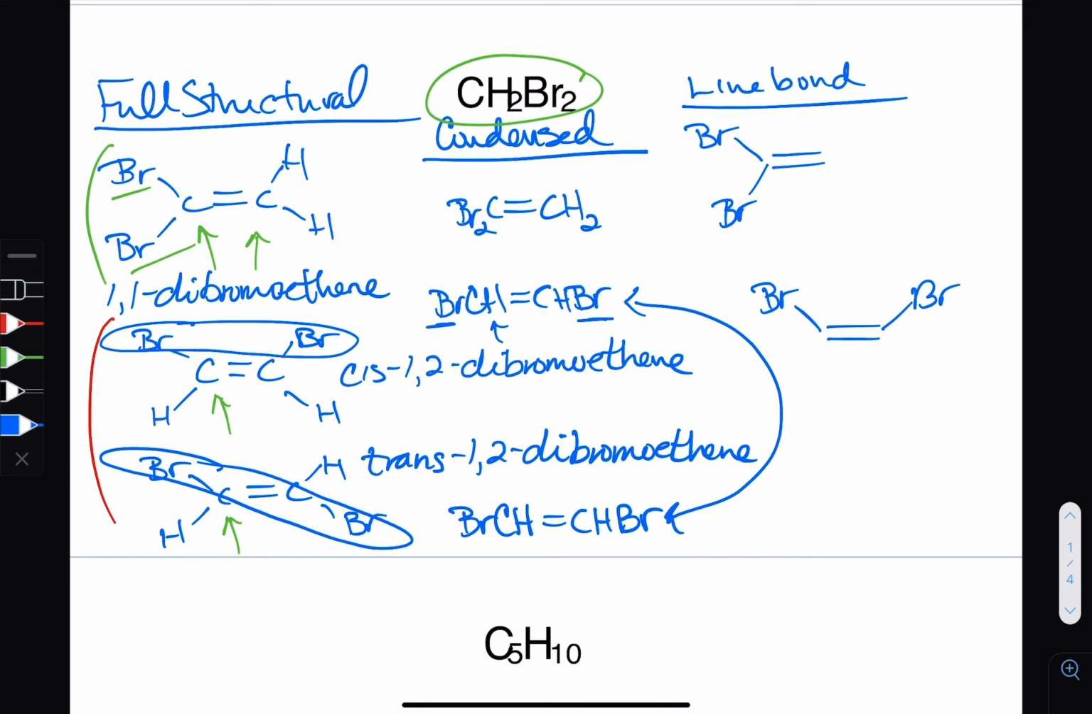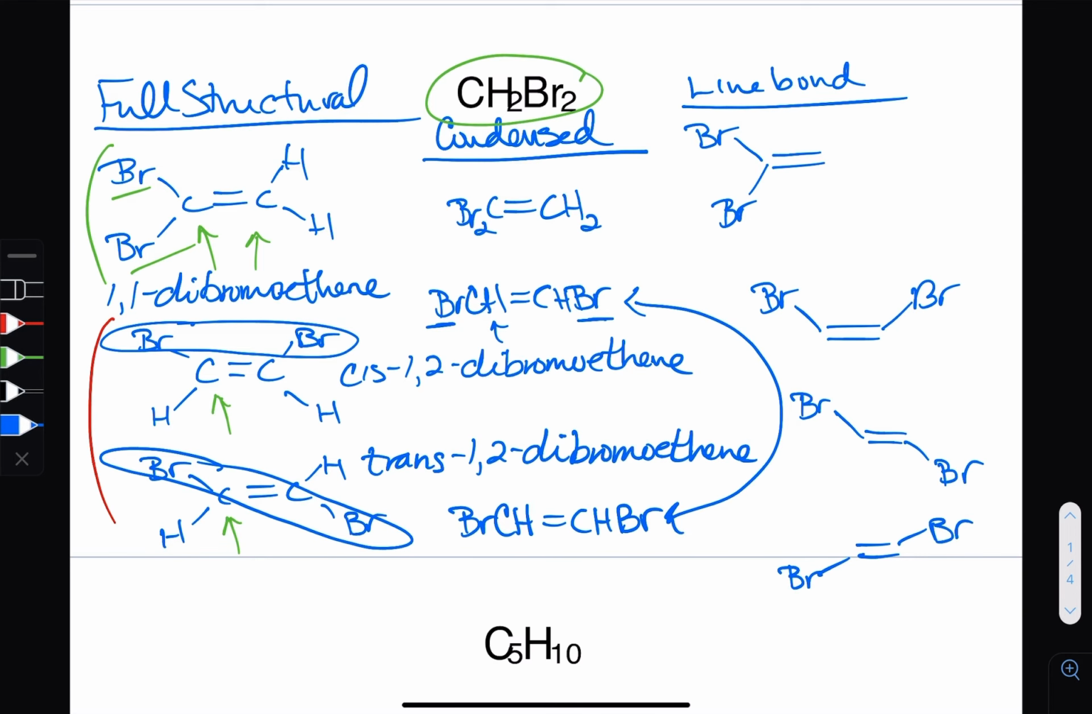And for the trans-1,2-dibromoethene, you're going to see Br, the double bond, and Br. You could also flip that upside down, and what you would have is that structure right there, and those are both the same exact thing.